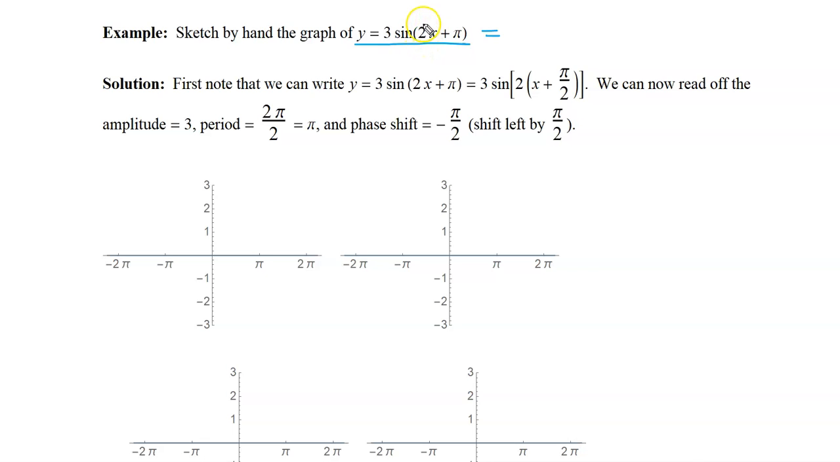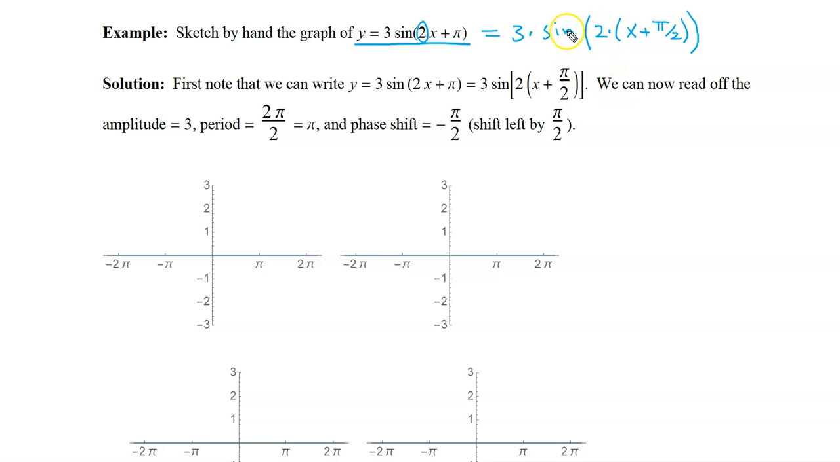We're going to take this 2 right here. That's our b. And we're just going to factor it away from the 2x plus pi. And what we end up with is this right here. So we're going to get 3 times the sine of 2 times x plus pi over 2. That's what we get when we factor the 2 away from the 2x plus pi. And now we can easily pick off our amplitude, period, and phase shift.